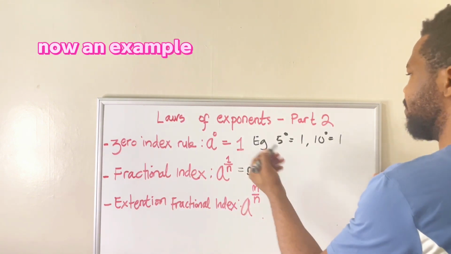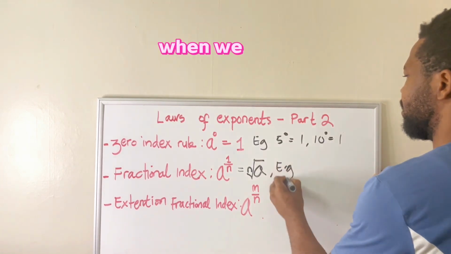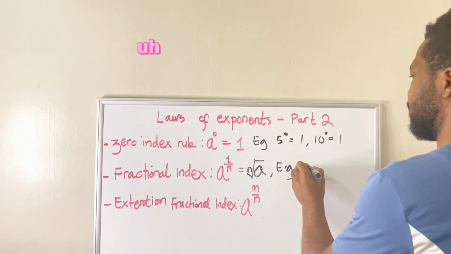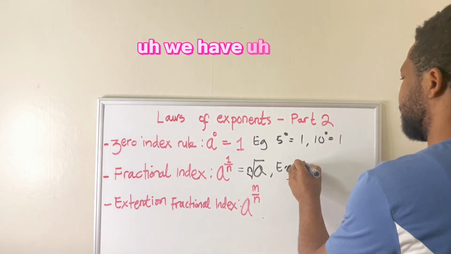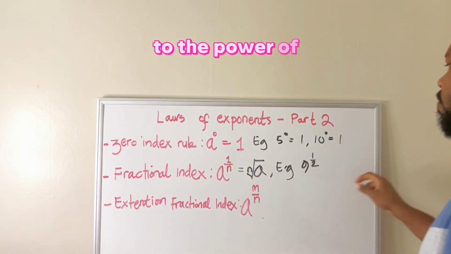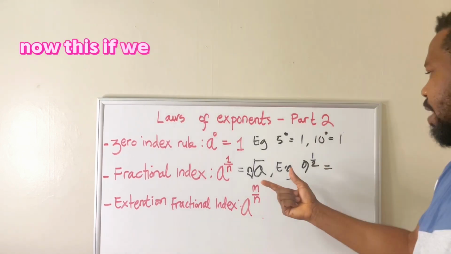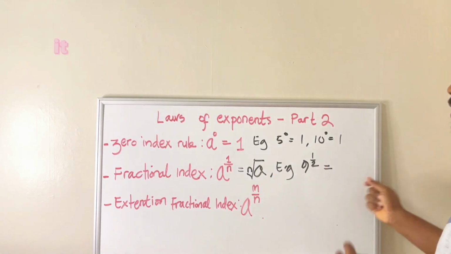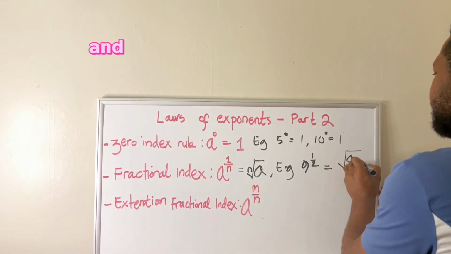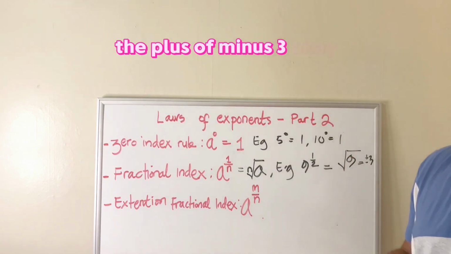Now, an example of this rule is simply when we have, let's say, 9 to the power of 1 over 2. If we apply this rule in this question, it means we have the square root of 9, and this will give us, of course, plus or minus 3.